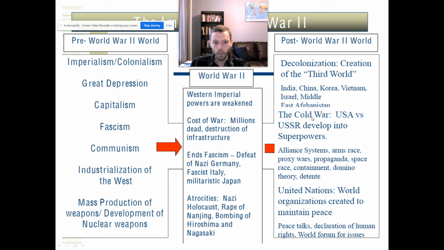The Cold War mindset, the US and the Soviet Union turning into superpowers, the campaigns for democracy versus communism, looking at the Warsaw Pact from the Soviet Union versus the North Atlantic Treaty Organization, NATO, for the West, the creation of the United Nations, peace talks, the Declaration of Human Rights, let's call it the Universal Declaration of Human Rights, UDHR.